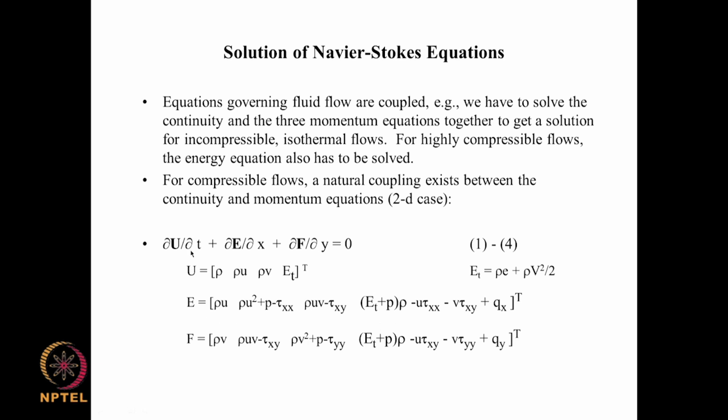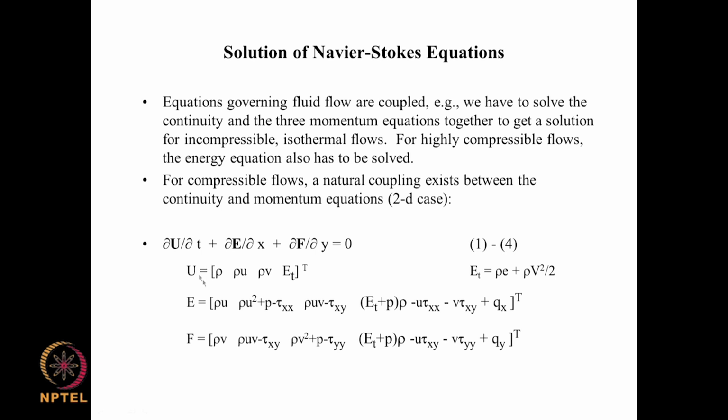So, if you want to reconstruct from this the continuity equation, you take the first value of this, first value of this and first value of this. So, if you substitute that here, you get dou rho by dou t plus dou by dou x of rho u plus dou by dou y of rho v equal to 0, and that obviously is the continuity equation.